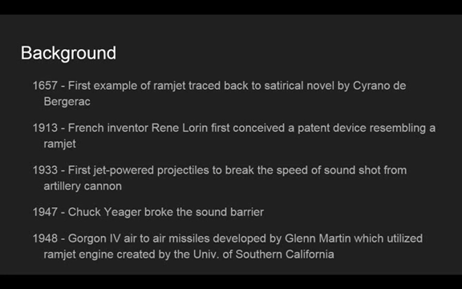Moving forward to 1913, a French inventor by the name of René Lorin first conceived a patent device resembling a ramjet, which highly resembles those in use today as well. Now we're moving forward to 1933 into the more modern age. The first jet-powered projectiles were used in artillery cannons and are supposedly the first projectiles that broke the speed of sound. Going forward to the war days in 1947, the infamous Chuck Yeager broke the sound barrier.